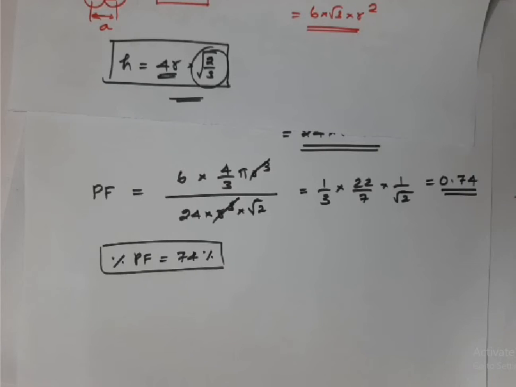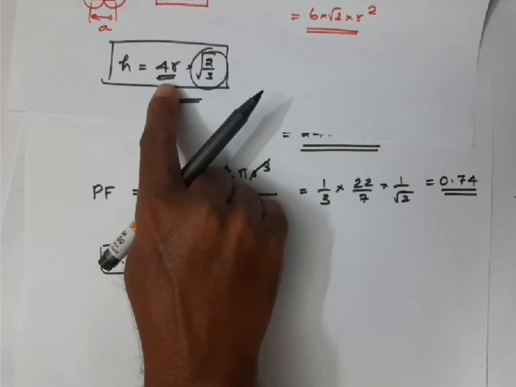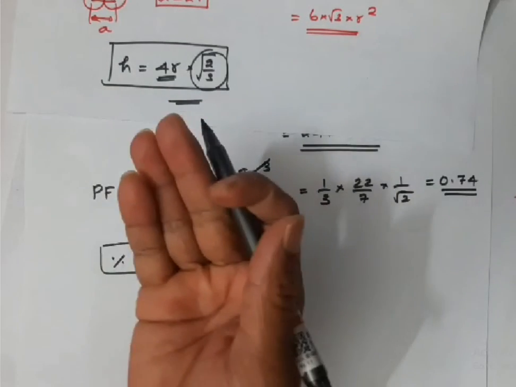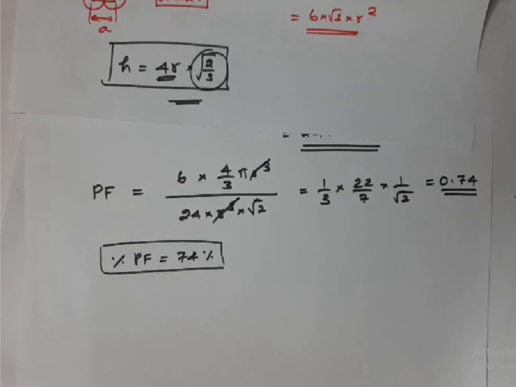So in a hexagonal close packed crystal, the packing fraction is 0.74. Keep this in mind and remember the height formula and the base area formula. Based on this, several questions may appear in the entrance examinations.